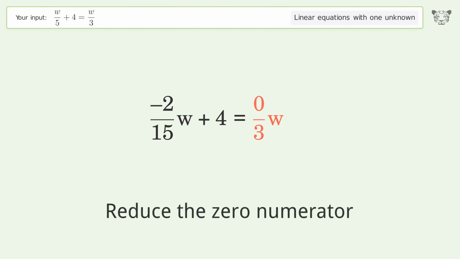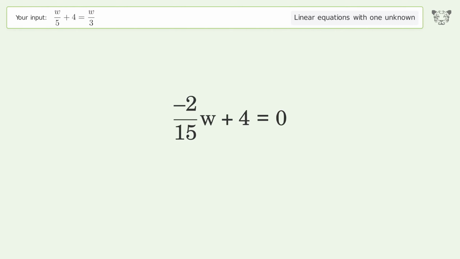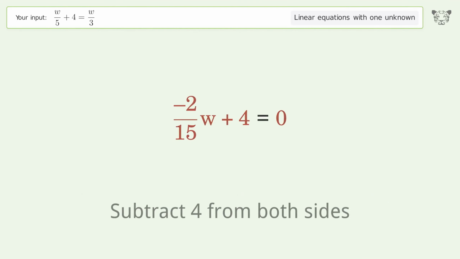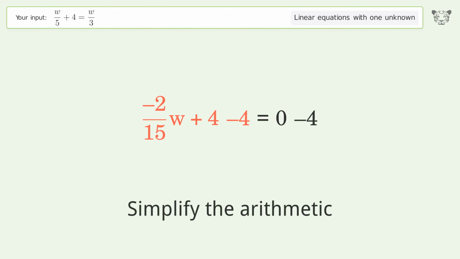Reduce the zero numerator. Simplify the arithmetic. Group all constants on the right side of the equation. Subtract 4 from both sides. Simplify the arithmetic.